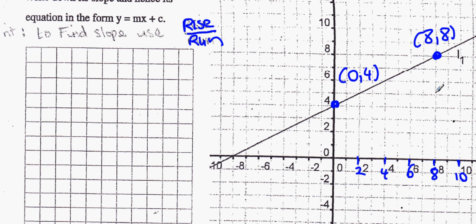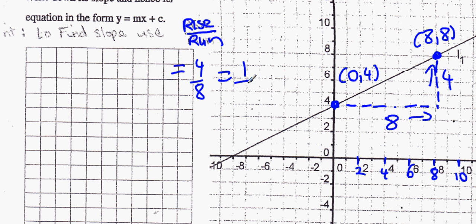Now let's see what happens when you go from 0, 4 to 8, 8. So we should be able to get the slope here. The run is 8 blocks across, and the rise is 4 blocks up. Up is positive and right is positive, so rise over run is 4 over 8, which equals a half.